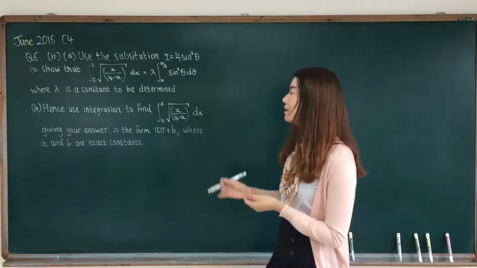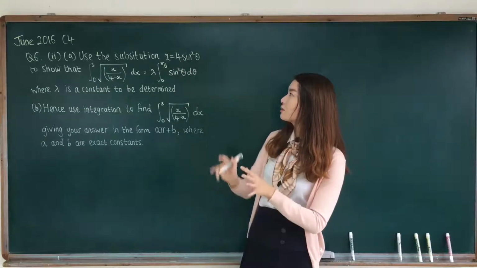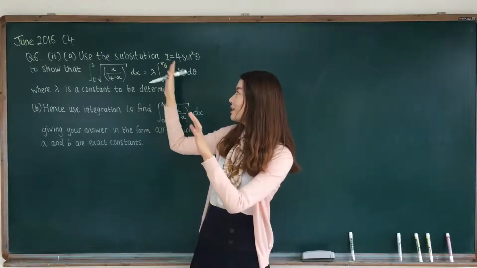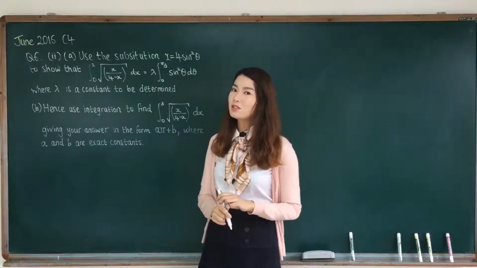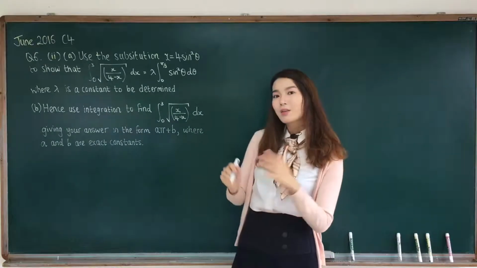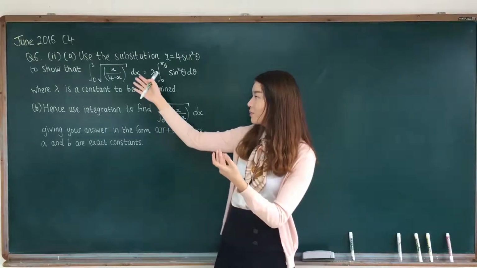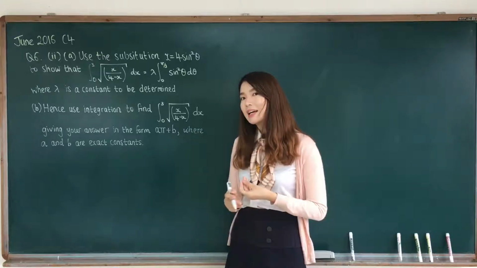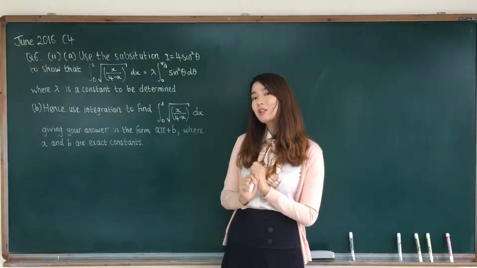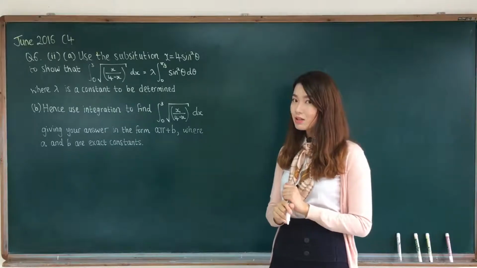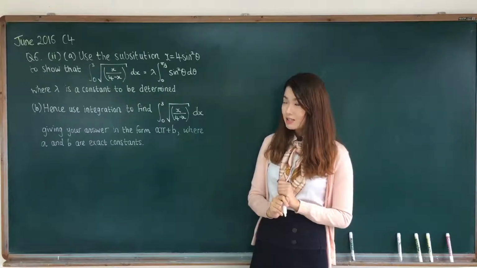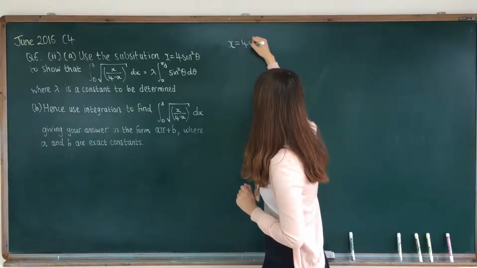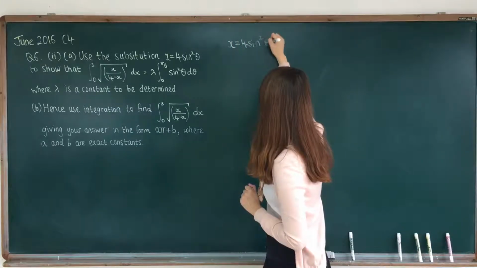So part A, use the substitution x equals 4 sine squared theta to show that this equals this, where lambda is a constant to be determined. The question is very kind here. You look at this and it looks tricky and difficult, but the question is very kind that they give you which substitution to use. So we're going to use the hint that is provided to us. So x equals 4 sine squared theta.